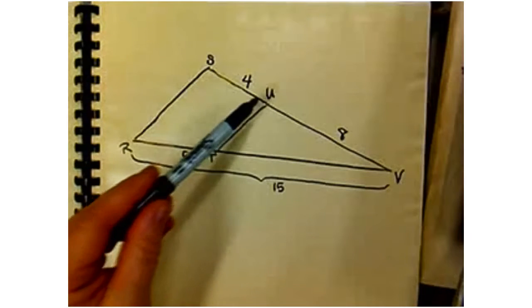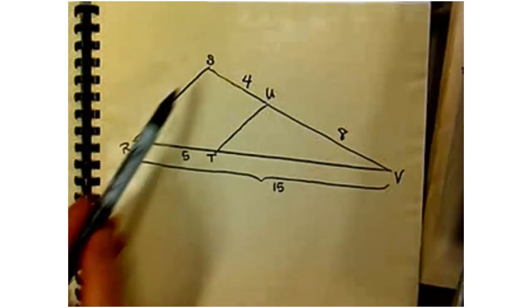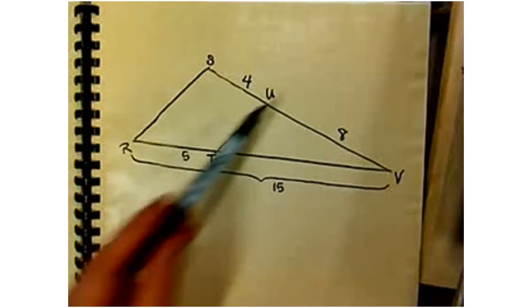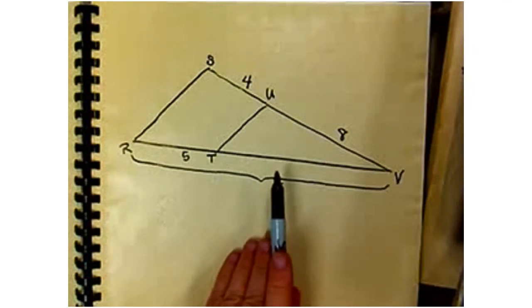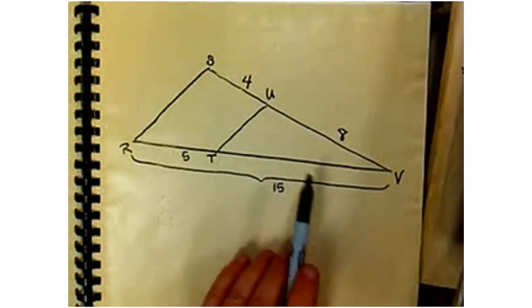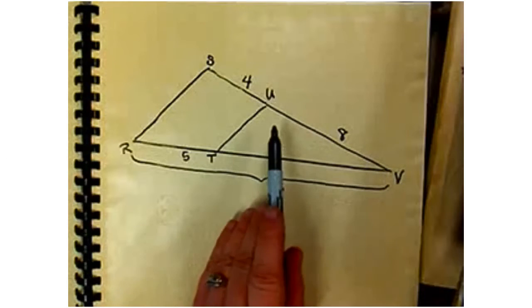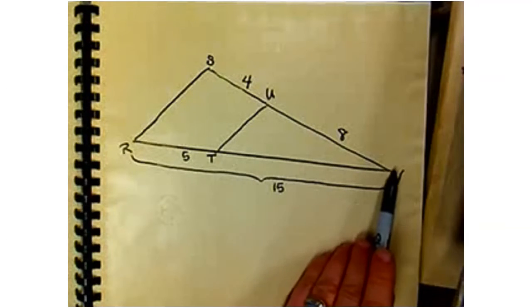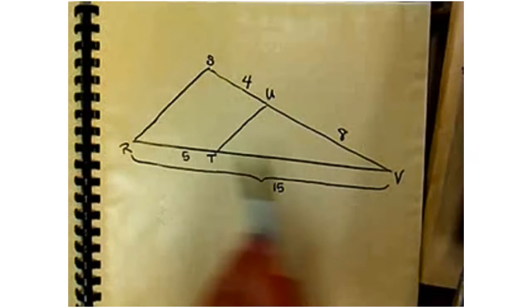Sure enough, they're proportional, therefore UT is parallel to SR, or vice versa, TU is parallel to RS. Or I could do side to side, because I have my small triangle, UTV, and my big triangle, SRV.